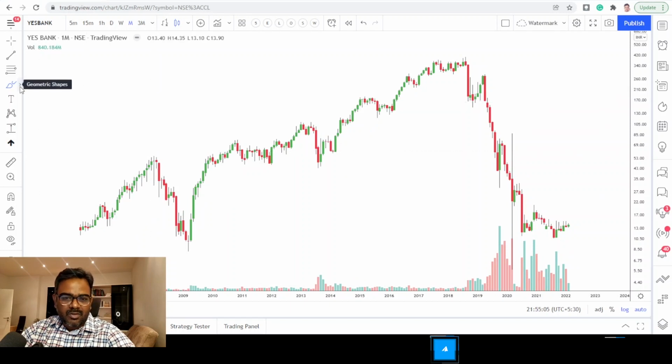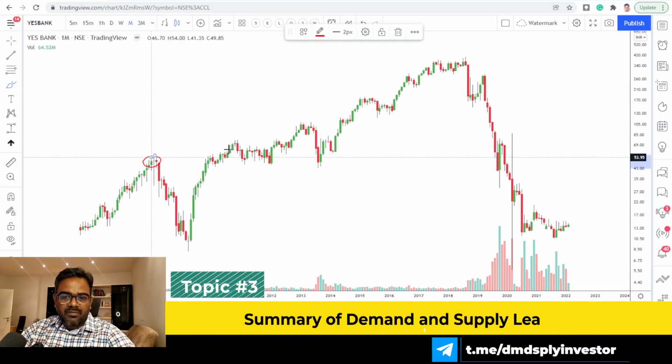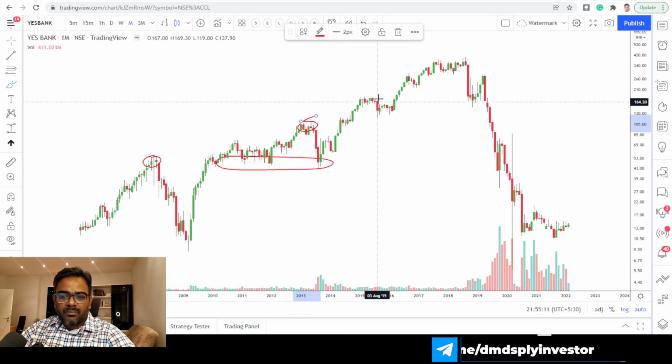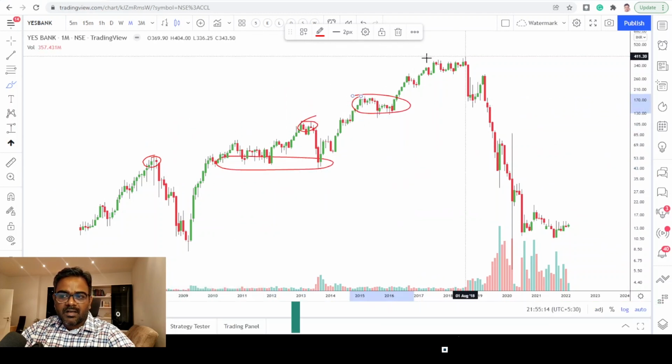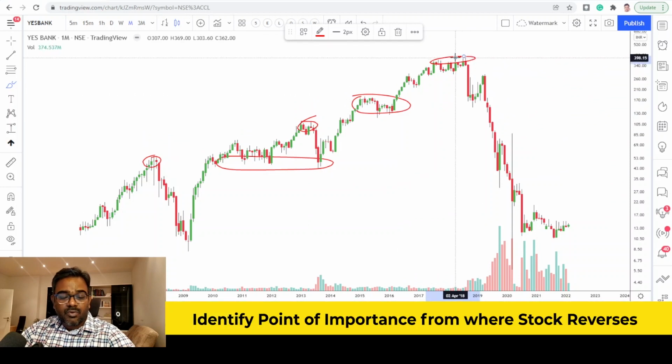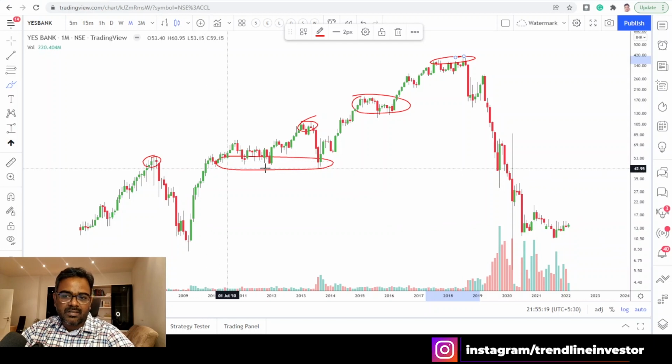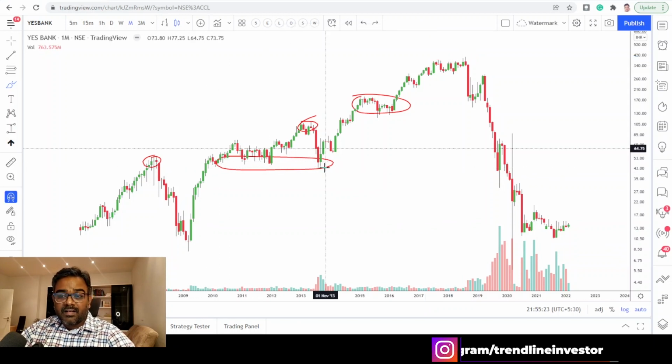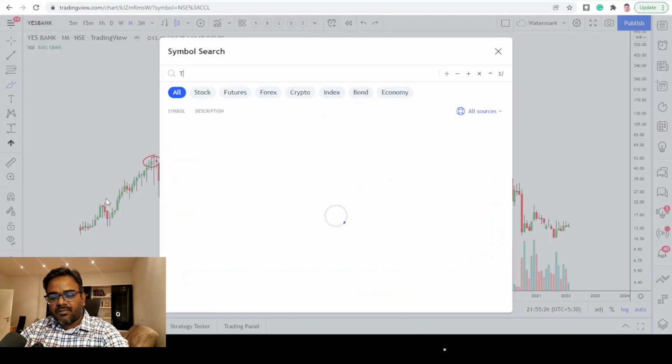I'll just conclude with this short summary. You want to find points of inflection, right, from where the price is reversing, and you want to note how many more times it reverses from those points. The more number of times the stock has reversed from the zone, the more significant that support is going to be. Okay, I will take a few more examples before I finish off this video.